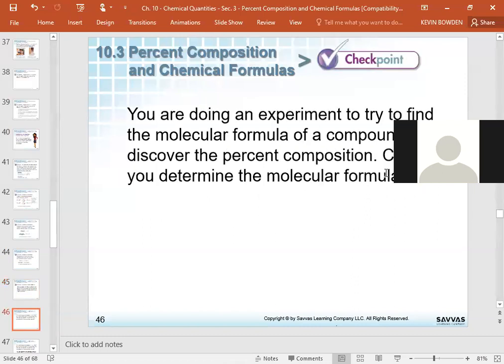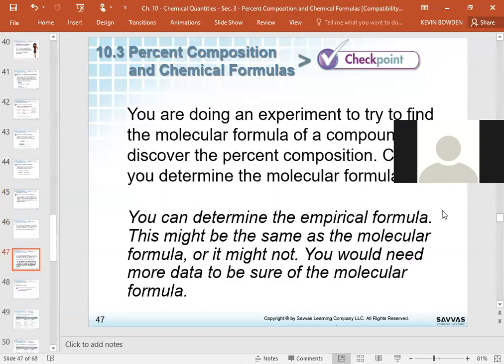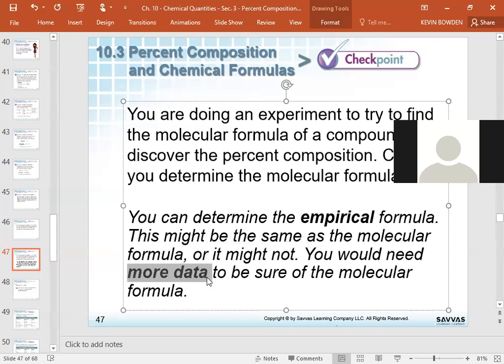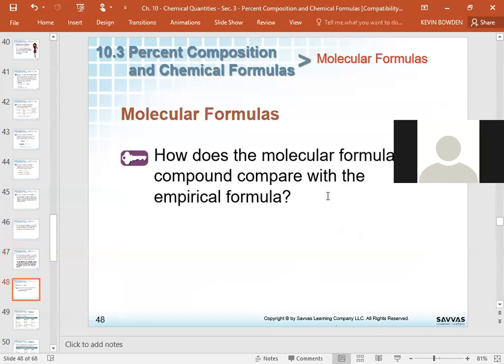All right. Can you determine the molecular formula? Yeah, you can determine the empirical formula, okay? The empirical formula might be the same as the molecular formula, like formaldehyde is CH2O, or it might not, like the empirical formula for glucose is CH2O. But you need more data to be sure of the molecular formula. So we're going to focus mostly on the empirical formula, and that's it for today as far as the slideshow goes.